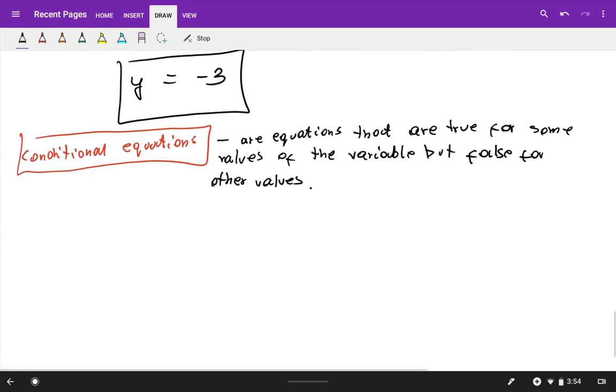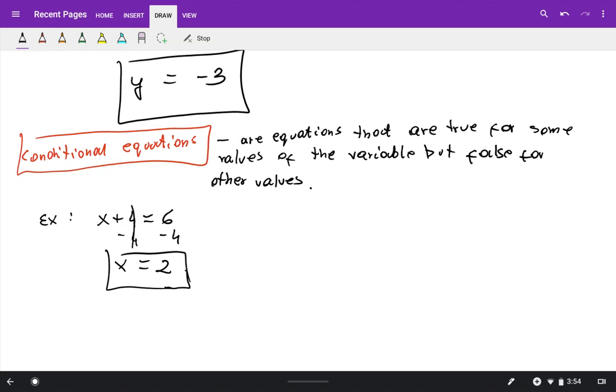Okay, so for example, conditional equations, that's the kind of equation which we actually just solved before. You're solving the equation and you end up with one answer. So that's going to be a conditional equation. So for example, we have x plus 4 equals 6. You're going to solve this equation for x. So of course here you will subtract 4 from both sides and you're getting x equal to 2. Okay, so this is a conditional equation because this equation will be true only if x is equal to 2.